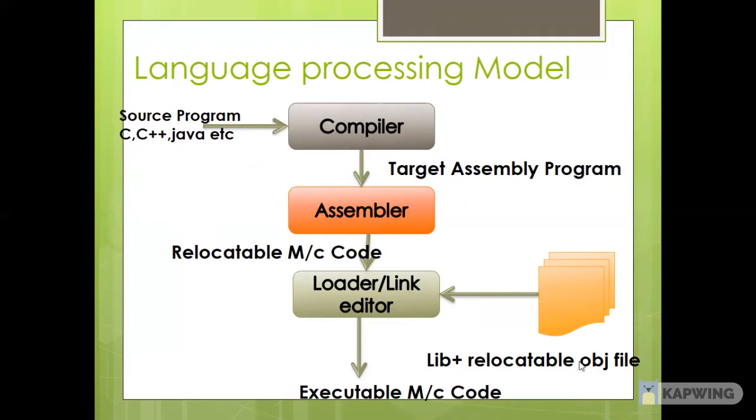These are some libraries and relocatable object files. We want to load different types of files, so they will be loaded with the help of the loader and linking will be done. Then it will execute on a machine code. So this is the general architecture of how language processing is carried out.